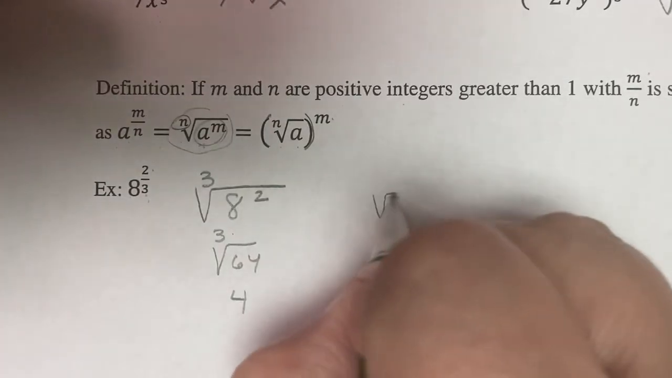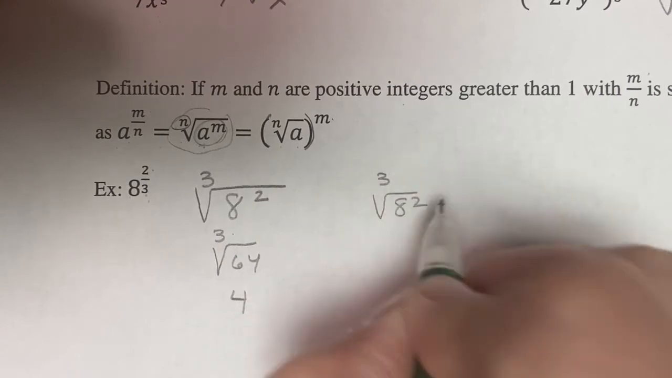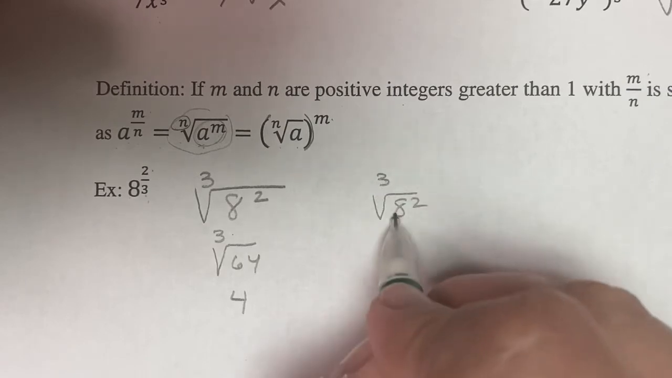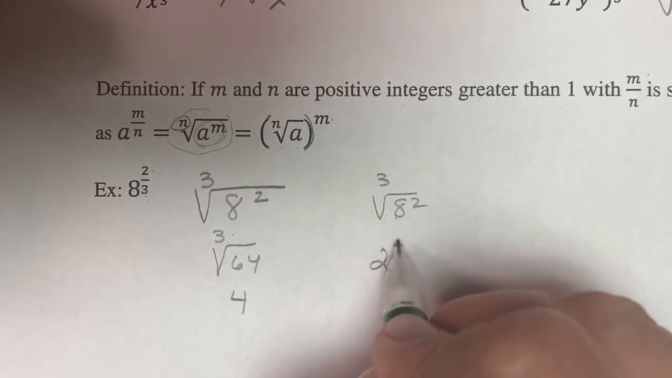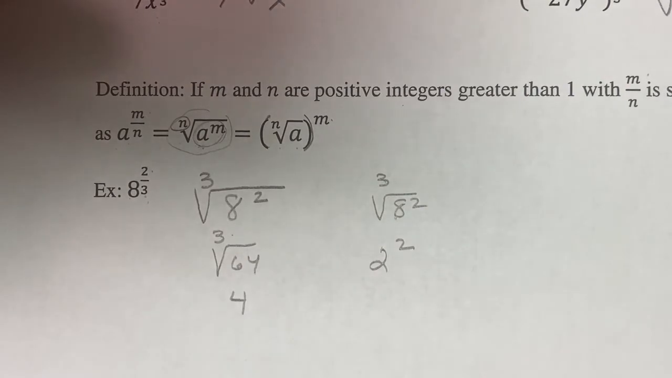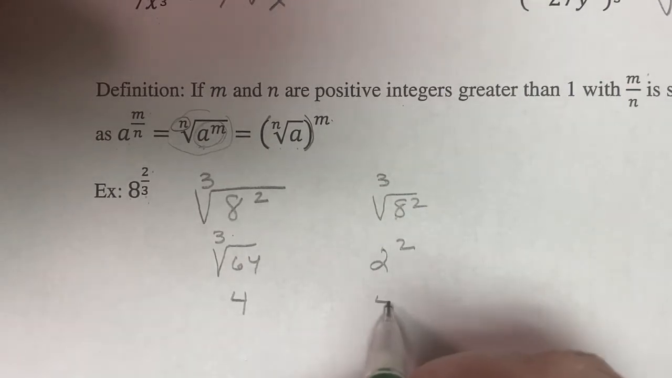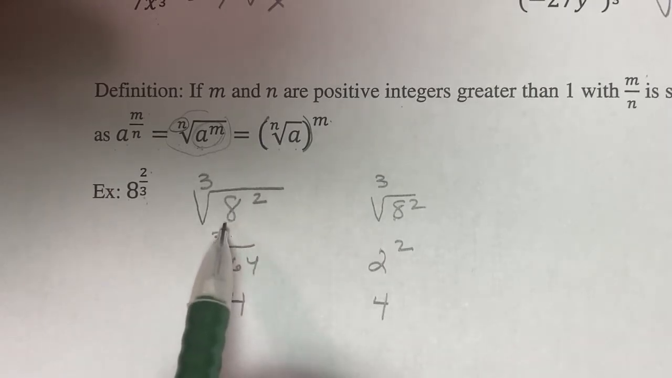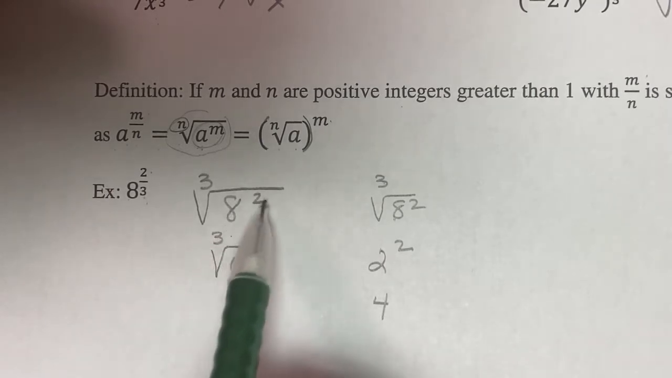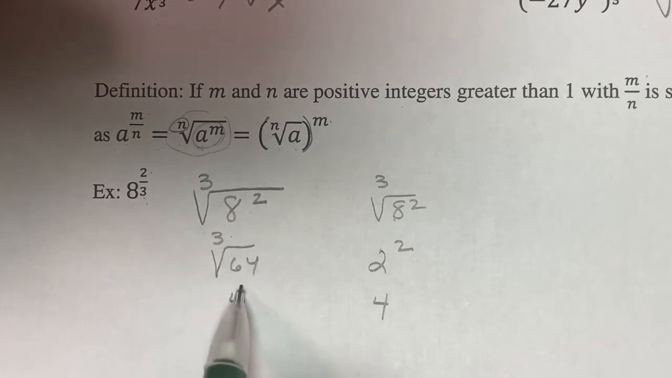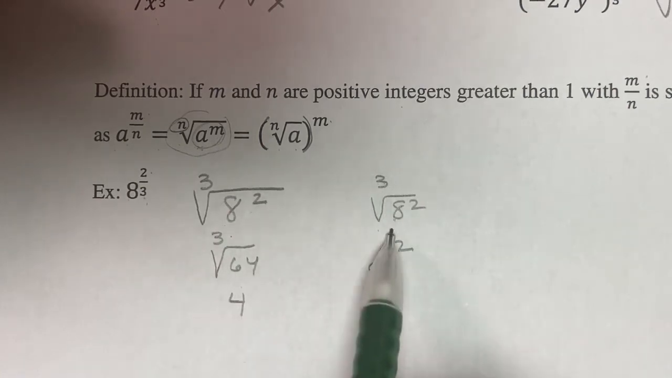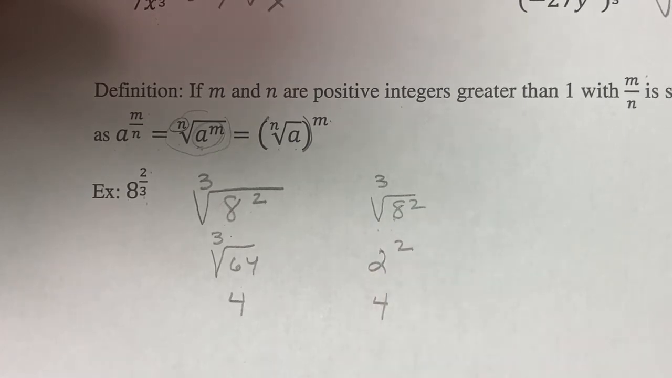Another way to do it would be to do the radical first. What's the cube root of 8? Well, the cube root of 8 is 2, and then you square that. Well, what's 2 squared? It's 4. So in this first method, you square, or you do whatever is underneath the radical, and then you take the root. In the second method, you root first and then you raise to the exponent.